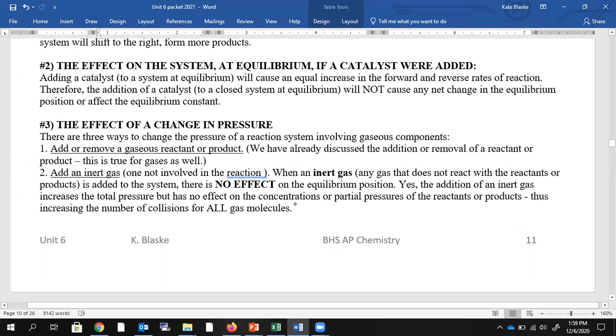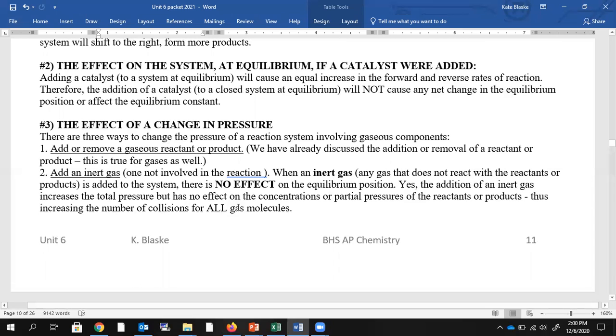Some of the other shifts that we can talk about, if we add a catalyst, adding a catalyst to a system that's at equilibrium is going to speed up the reaction, but it's going to make both the forward and the reverse reaction speed up at the same time. So adding a catalyst has absolutely no net change on the equilibrium for one of these reactions. So this is why we were talking about how kinetics and equilibrium are so very different from each other. A catalyst is going to help us reach equilibrium faster, but it's not going to change where that equilibrium is positioned.